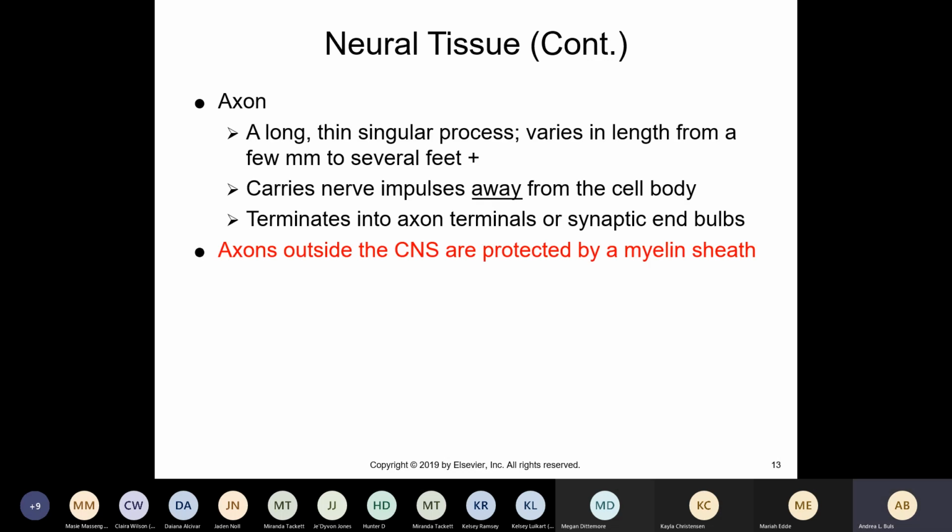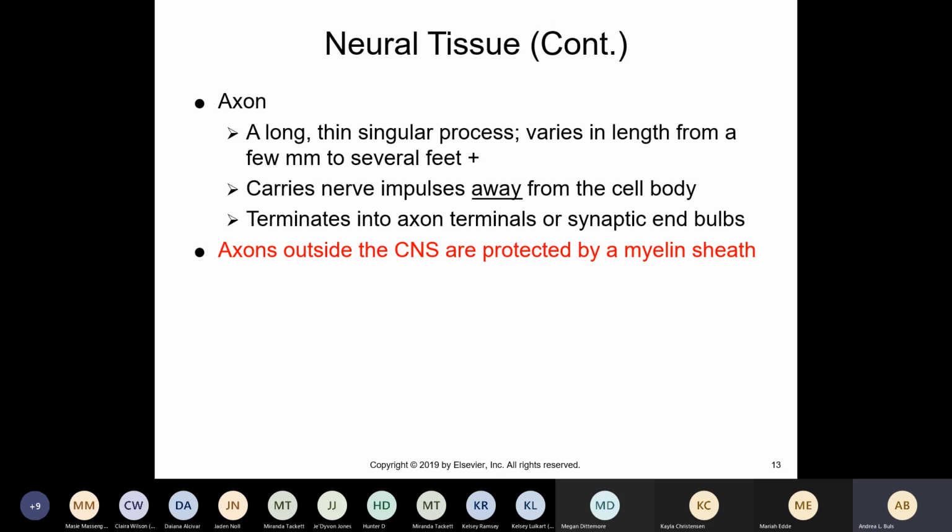In that nerve, there's the axon, which is that long, thin process, and it can vary in length depending on where the nerve is located. And the axon carries the nerve impulses away from the cell body. And I always remember that because axon is an A and away is an A. So the axon carries the nerve pulse away from that cell body. And it terminates into axon terminals, or those little synaptic ends.